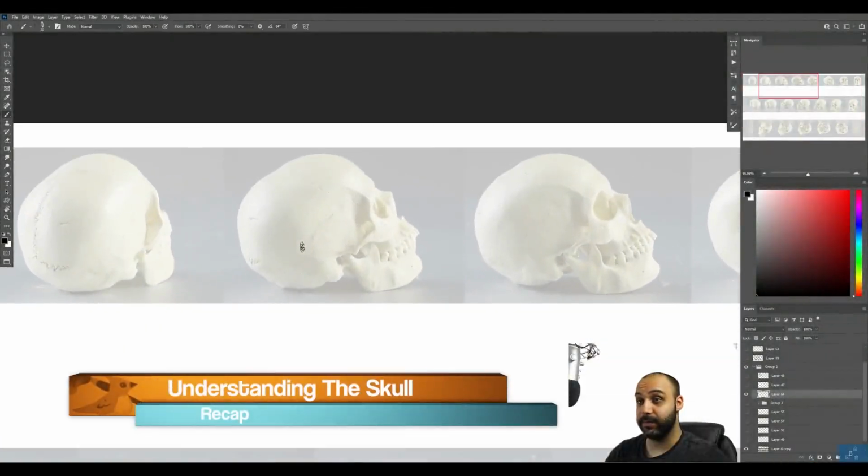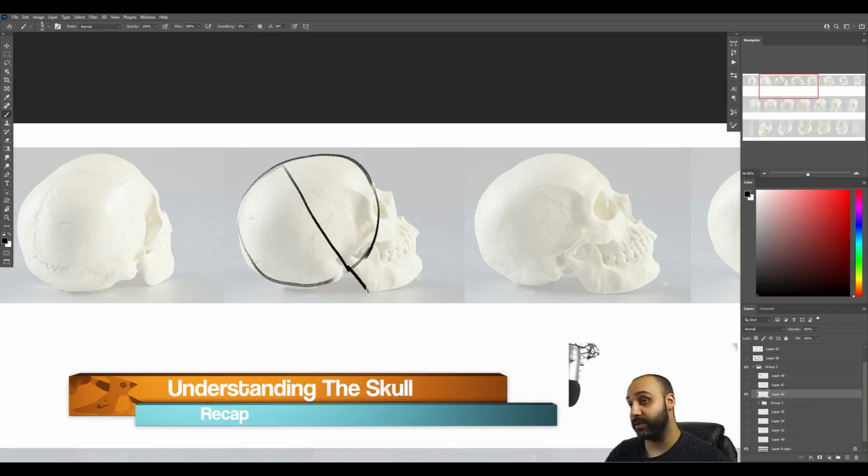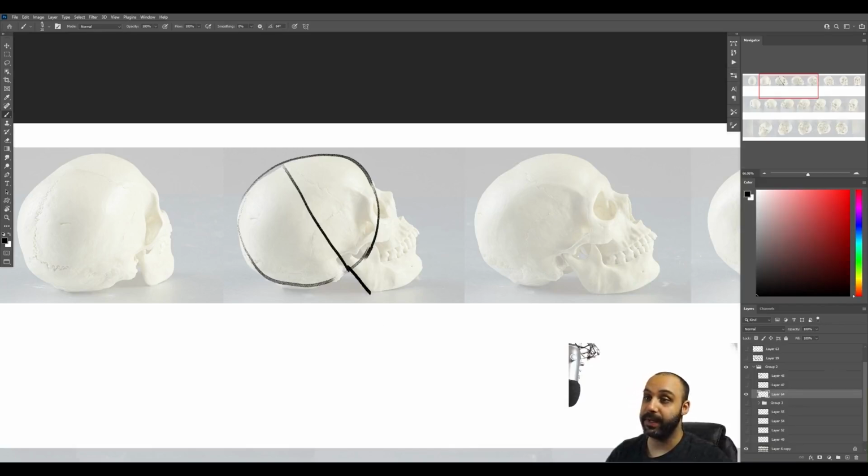All right, as a recap, just to remind us, we have the egg shape. And about halfway on the vertical from the side view, that's where the jaw is going to be. And about 1/5 or 1/4 or something like that, as long as you're not at the halfway point, that's approximately where the cheekbone is going to be.